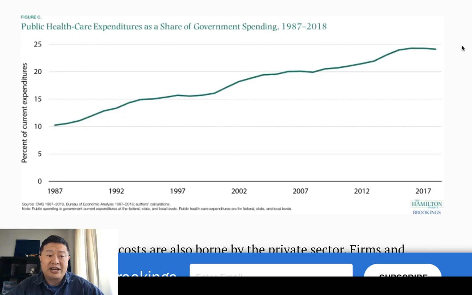Here's another one looking at government spending. Out of all of the money that the US government spends, we are now up to almost 1 out of every 4 government dollars going to healthcare. And that was only 10% back in 1987. So in the last 30 years, it went from a tenth of the federal spending to now almost a quarter.